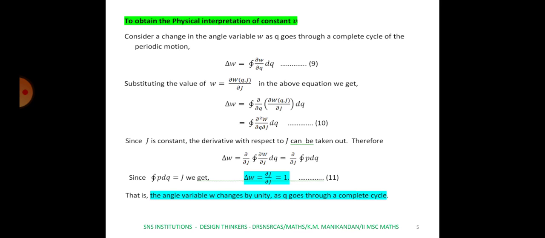Now therefore delta w equal to dou by dou J of integral p dq. But we know that we defined that J is equal to integral p dq. So therefore delta w will become dou by dou J of J. So we are differentiating J partially with respect to J, we will get 1 as the answer. So thus we see that the angle variable w changes by unity as the generalized coordinate q goes through a complete cycle. This is the physical interpretation of the angle variable.